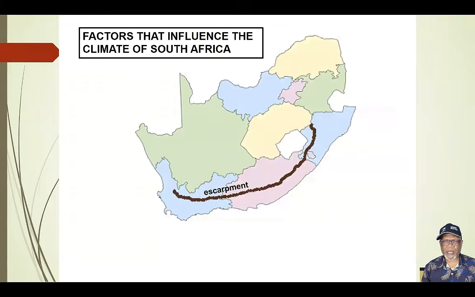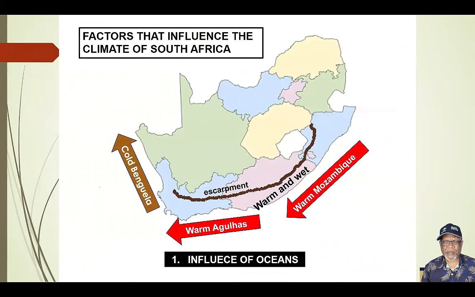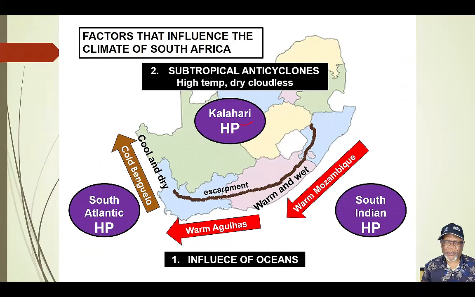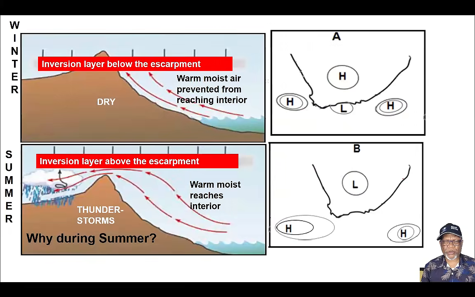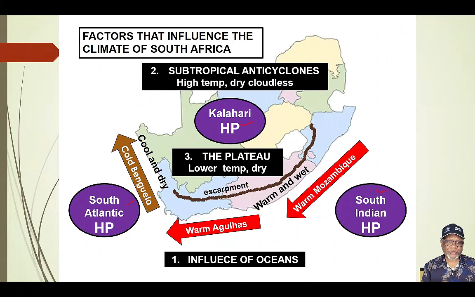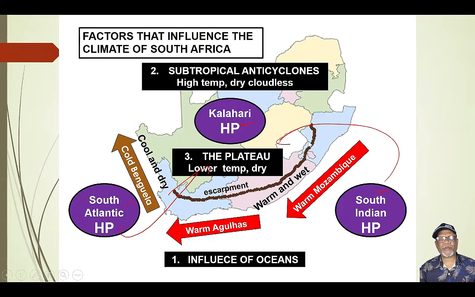Now let's look at the subtropical anticyclones. We have three anticyclones. We have the Kalahari, which is in the interior, the South Atlantic, which is on the west, and the South Indian on the east. This one is blowing on a cold ocean, this one on the warm ocean. So the two air masses blow towards the interior, and we have already spoken about the system that will develop here. The two air masses form. The Kalahari is dominant in the interior during winter, and during summer it rises higher in the atmosphere.